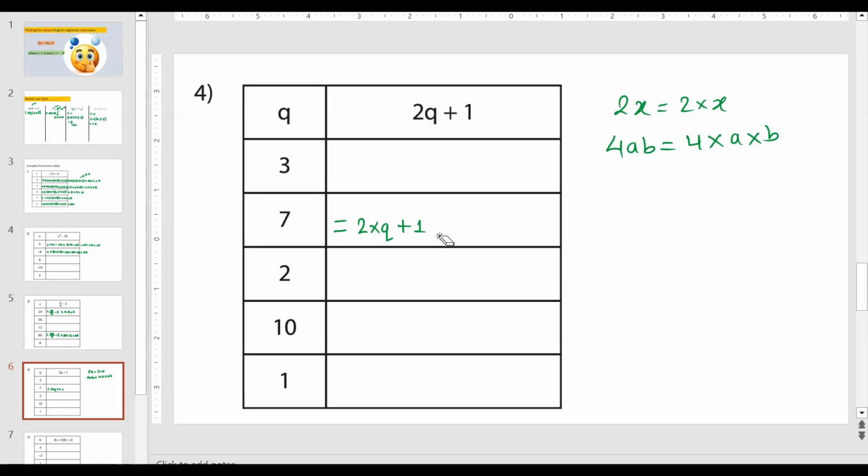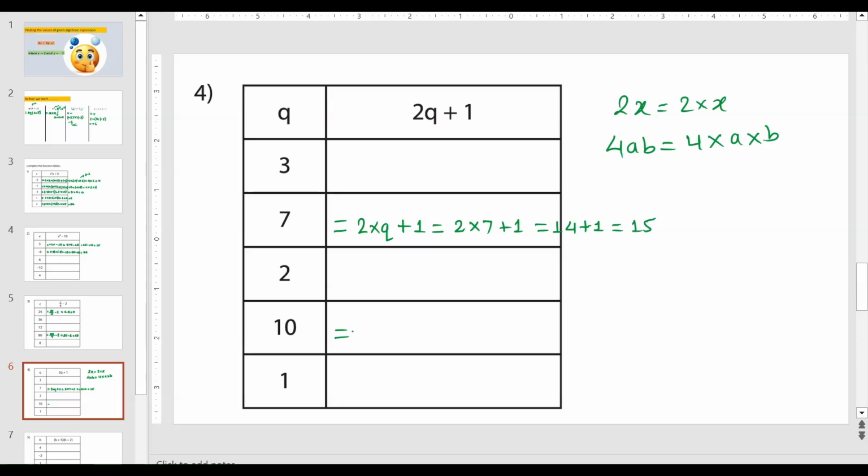So let's put the value of q, which is 7 in this condition. 2 times 7 plus 1. 2 times 7 is 14 plus 1 and it is 15.